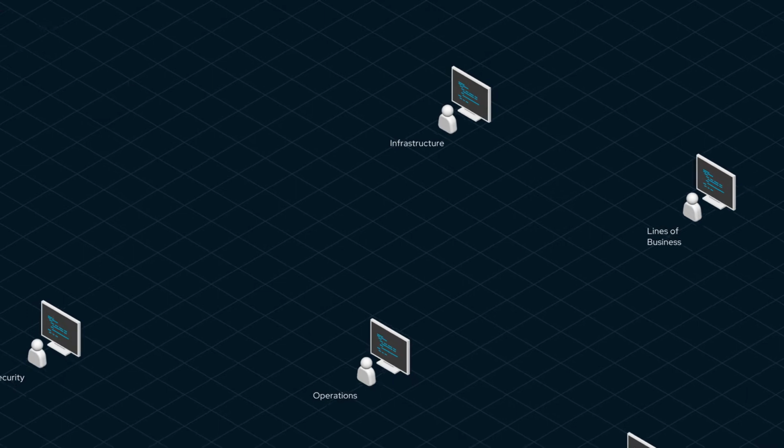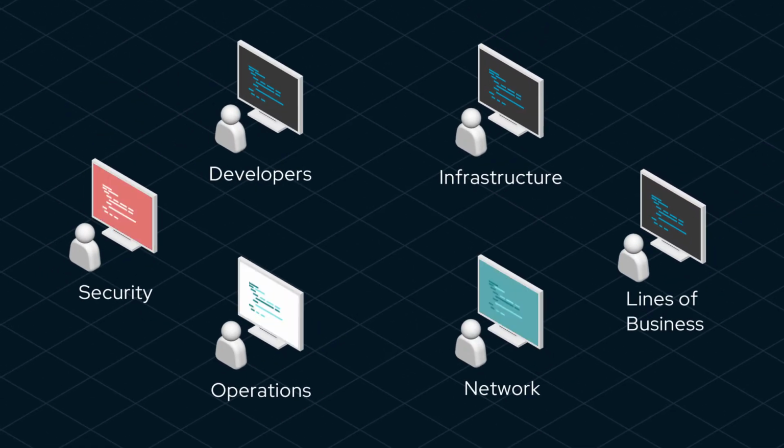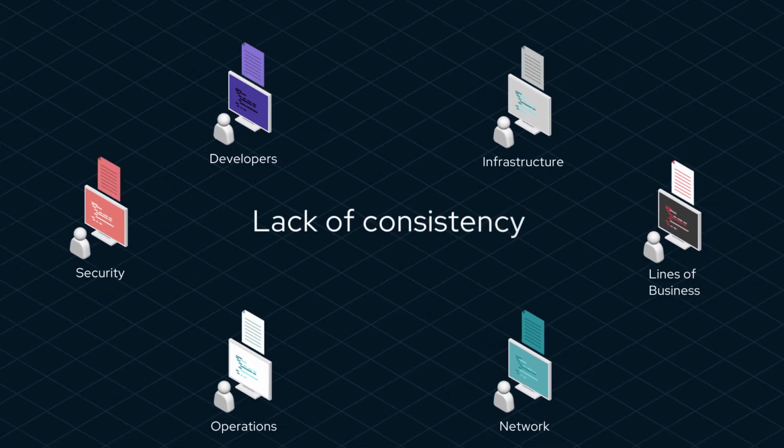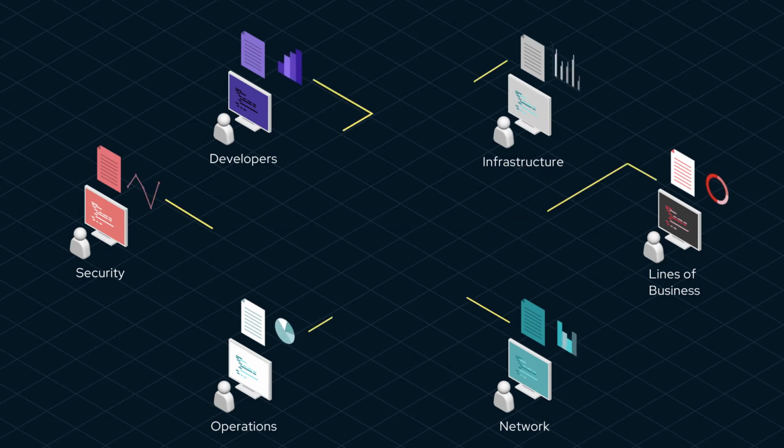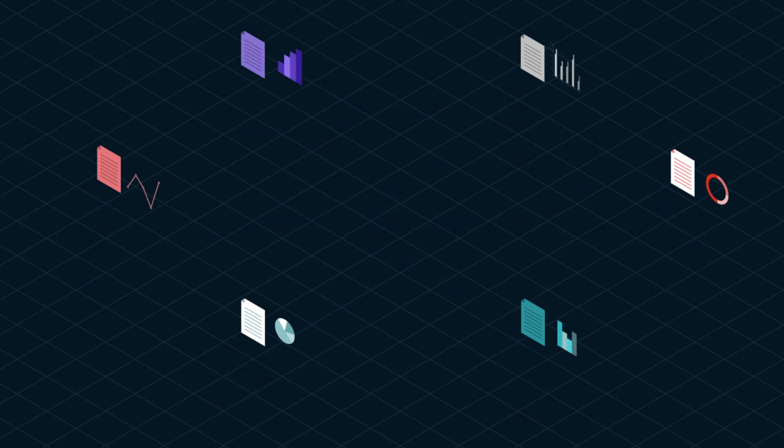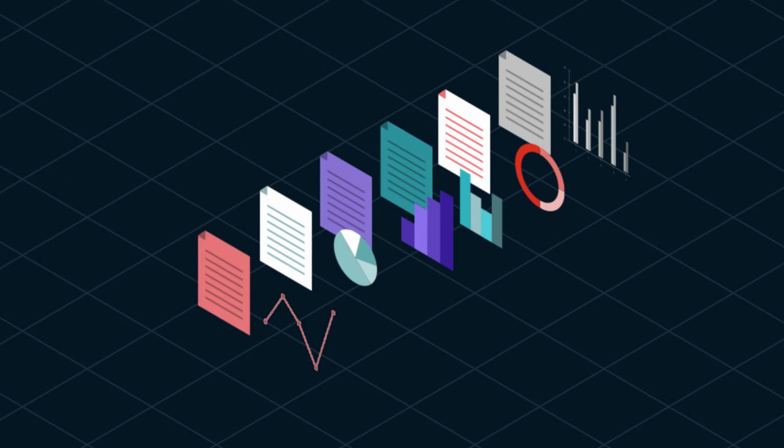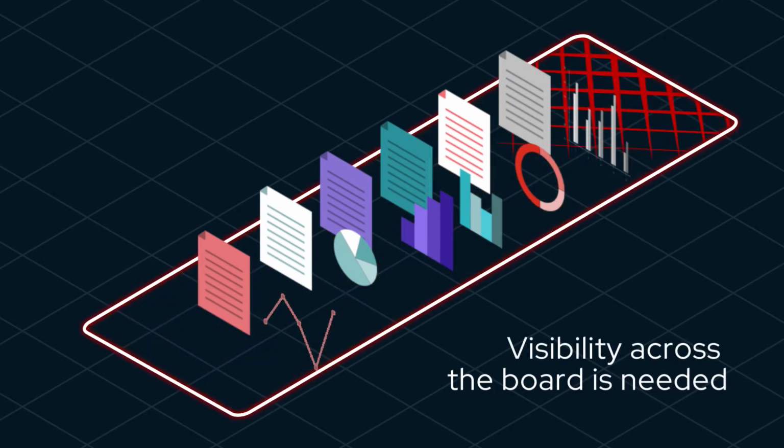When automation happens in silos, your teams don't speak the same language, you lack consistency, and it's almost impossible to measure success. To achieve more effective and less time-consuming processes, you need visibility into every automation project.